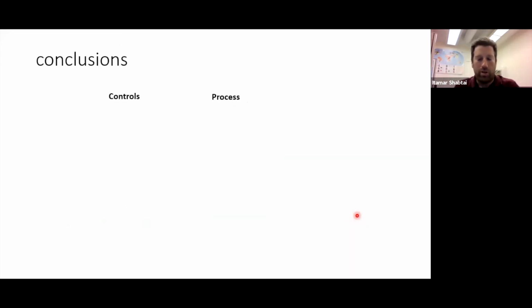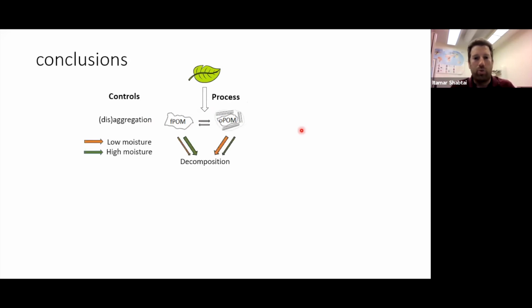So to try to put all of these different findings together into a mechanism-like scheme, we saw that plant litter was being incorporated into the FPOM or the OPOM pools. The relative contribution of these is likely controlled by aggregation and disaggregation, though this is not something that we looked at in this specific project. We saw the high moisture favor the decomposition of DPOM, while low moisture favored the decomposition of depleted POM.